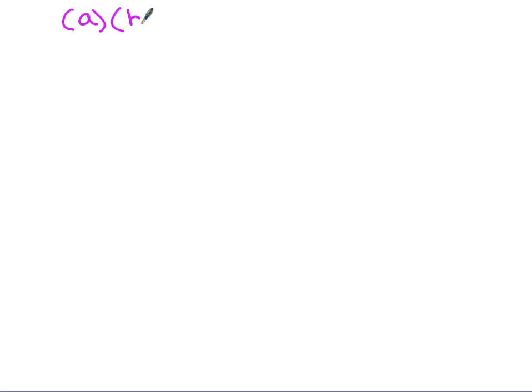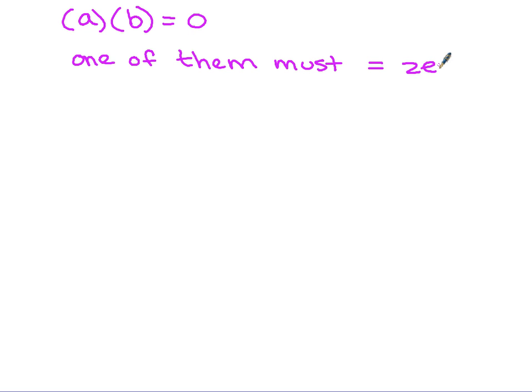A times B equals 0. If this is true, what must be true about A or B? Well, one of them must equal 0. The same holds true for other factors.